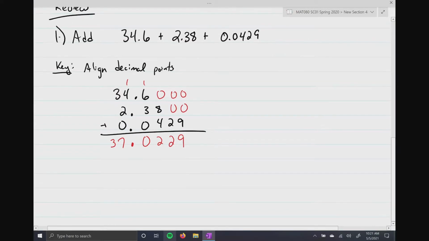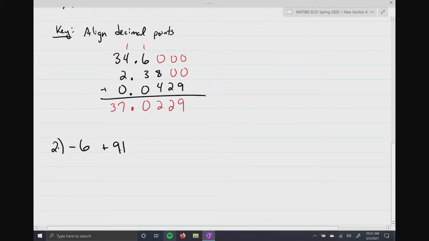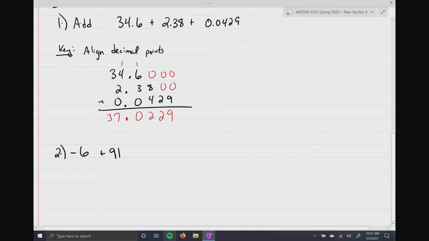All right, so here's another example. All right. Now, I'm adding -6 plus 91. These are integers, okay? So both numbers are integers.